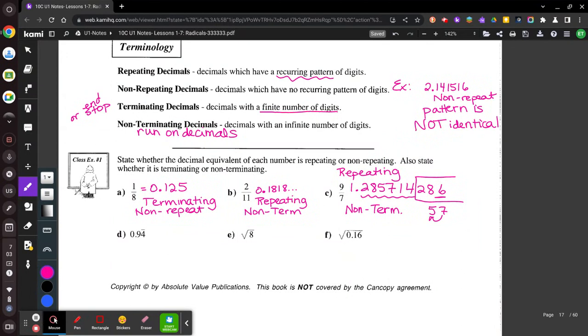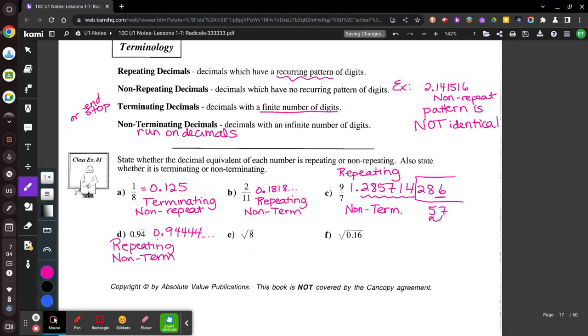The next one, it's possible for only one digit to repeat as well. So this guy would be 0.94444, and it would continue forever. So this is repeating. And again, repeating digits will not terminate, so it's non-terminating.